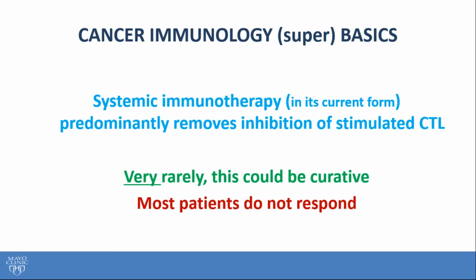So as it stands right now, most of the systemic immunotherapies that are present within the interventional oncologist's clinic are systemic agents that predominantly just remove the inhibition of stimulated CTLs. And very, very rarely do we see this as a standalone curative effect. Now, there are reports, and certainly every once in a while we see it, but most patients really don't respond in this way.